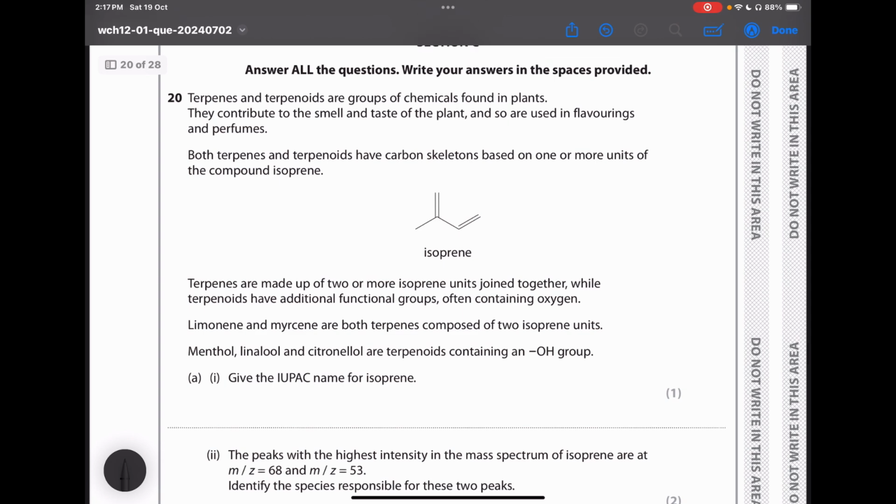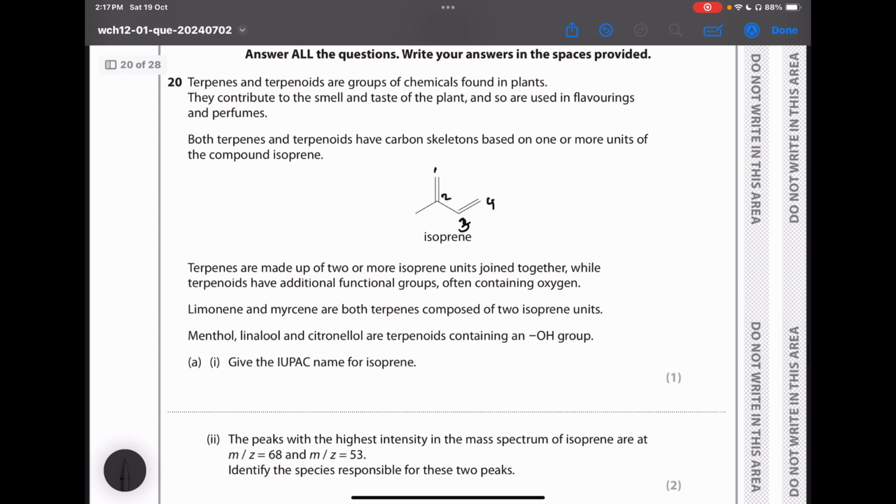Give the IUPAC name for isoprene. So you see isoprene has 1, 2, 3, 4 carbons. So this has to be a butene. Now the naming is going to be, we have a methyl in 2. So this is going to be 2-methyl but 1,3-diene, right? Because we have two carbon-carbon double bonds in 1 and 2.